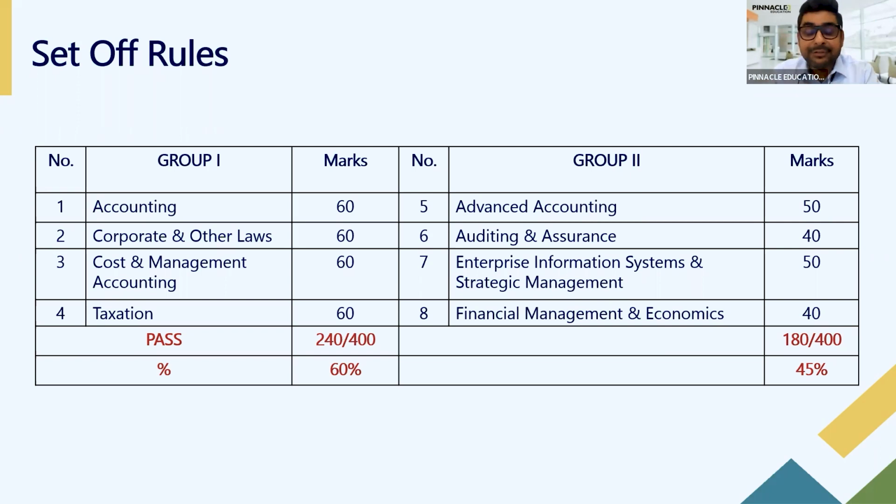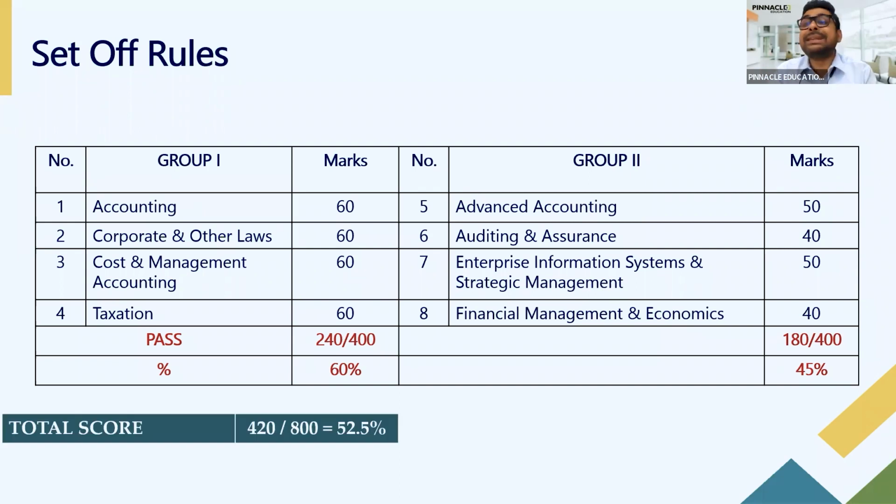What about the aggregate of 50%? Now, for the aggregate of 50%, you don't need to check group wise because you have given all 8 papers together. You have to check in totality. So if I total up all the 8 papers score, 240 plus 180 is 420. Out of 800 is 52.5%. So as an aggregate, you have scored more than 50%. Your result will be considered to be a pass.